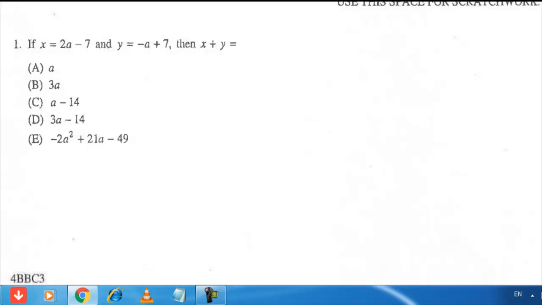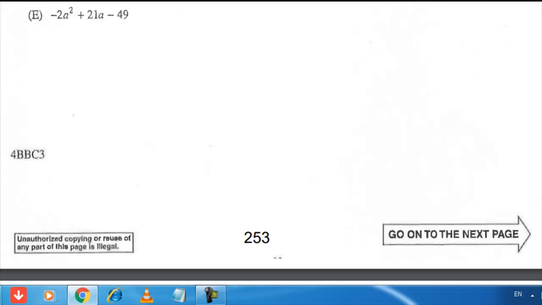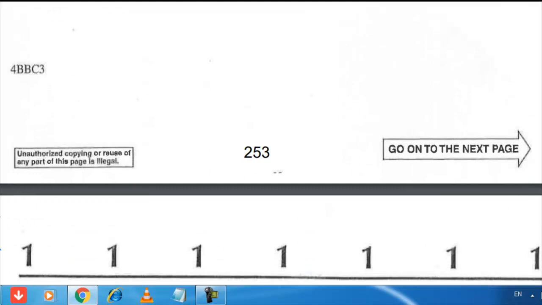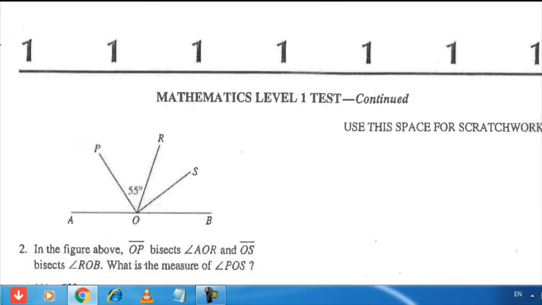According to the College Panda, the makeup exam is going to be held on the 6th of June. Number 1: if x equals 2a minus 7 and y equals negative a plus 7, then x plus y equals? We add x plus y directly: 2a minus a equals a, and negative 7 plus 7 equals 0, so the solution is a. It's number A.